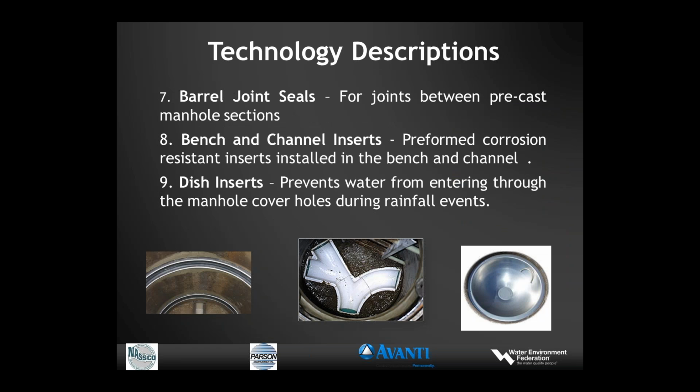There's barrel joint seals, which are rubber. These are mechanical seals, very much like the chimney seals, but they are used for joint sealing in a precast concrete type manhole. That's for joint leaking. We've got bench and channel inserts, which are becoming popular, which are usually pre-manufactured out of a polymer material to give them longevity and good corrosion resistance. And of course, there's dish inserts, which are commonly used just below the manhole cover to catch any of the flow during a rainfall event that may come in through holes that are commonly drilled in the manhole covers.